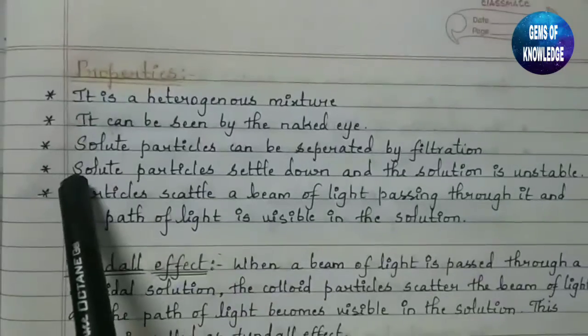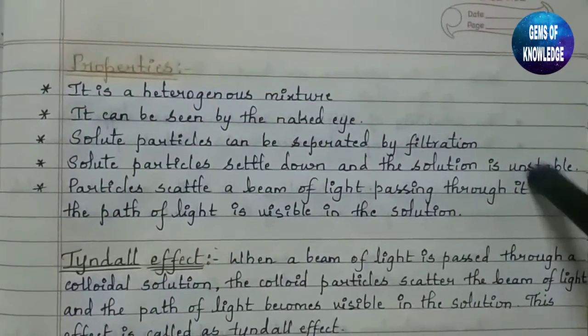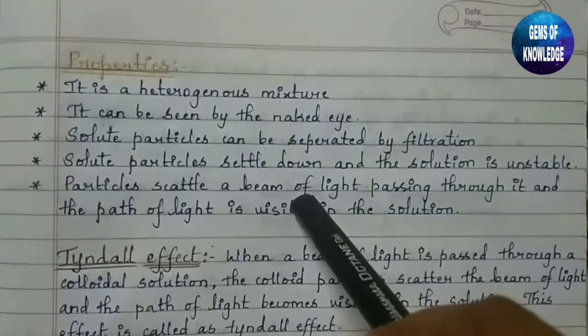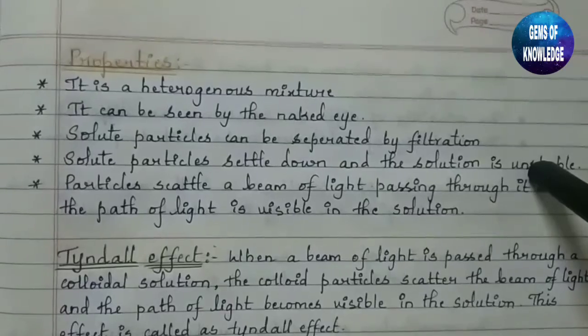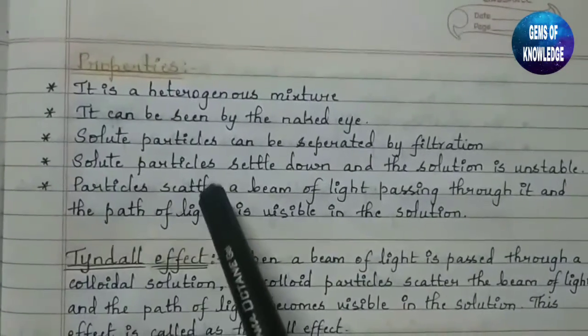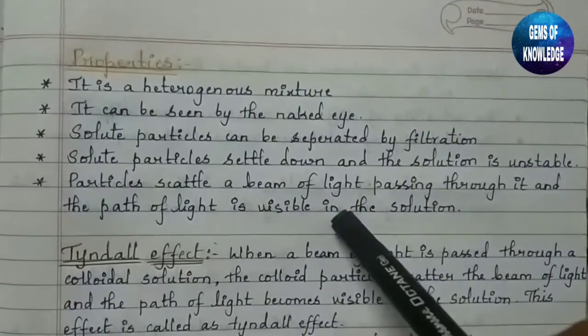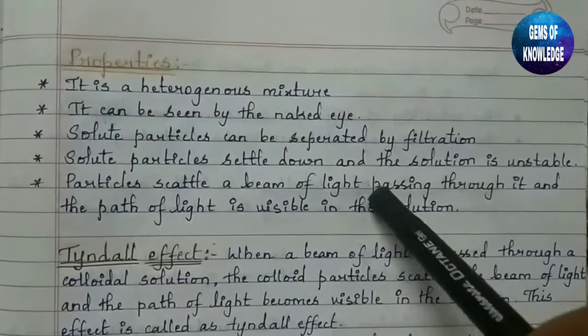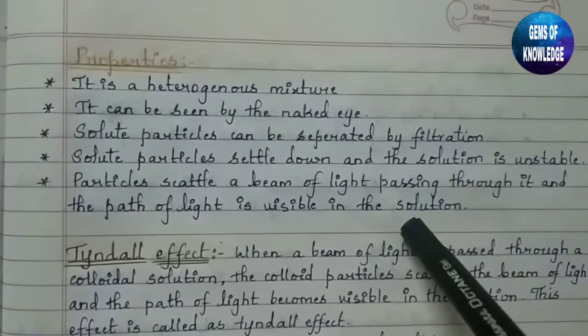Then solute particles settle down and the solution is unstable. Again we can say the particles will settle down and the solution will always be unstable. Then particles scatter a beam of light passing through it and the path of light is visible in the solution. Always the path of light will be visible in that solution.